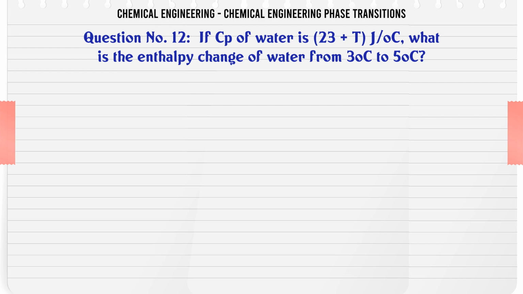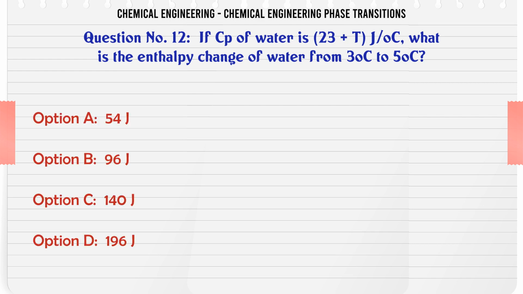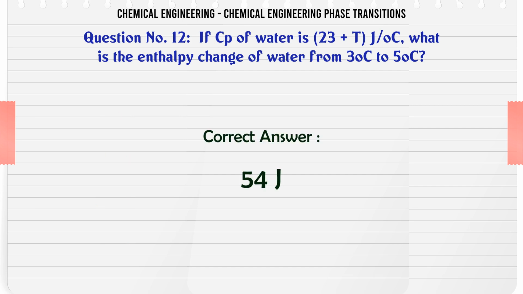If Cp of water is 23 J/°C, what is the enthalpy change of water from 3°C to 5°C? A) 54 J, B) 96 J, C) 140 J, D) 196 J. The correct answer is 54 J.